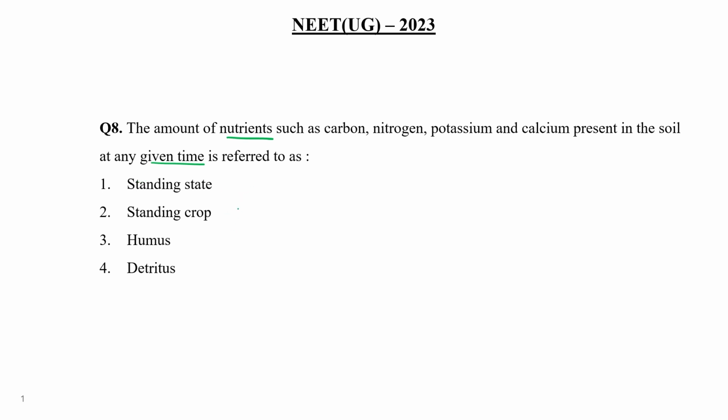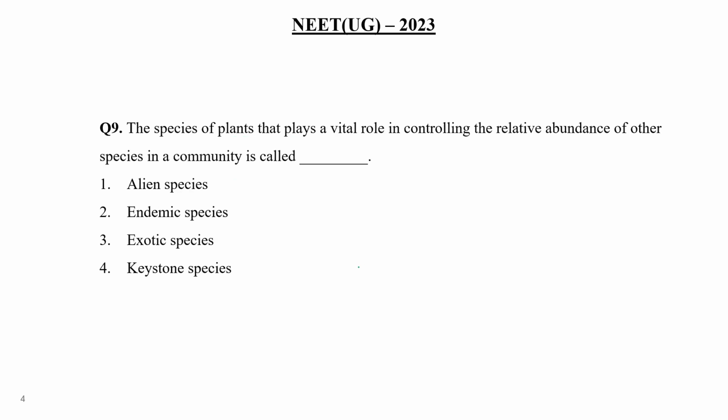Standing state, standing crop, humus or detritus? Tell me the answer. Is it standing state, standing crop, humus, or detritus? The amount of nutrient present in the soil at a given time. Yes, it is standing state. Okay, so choice number 1 would be the correct answer.